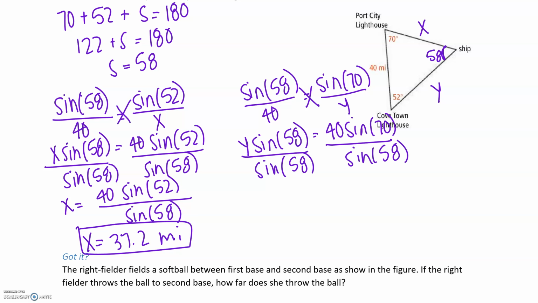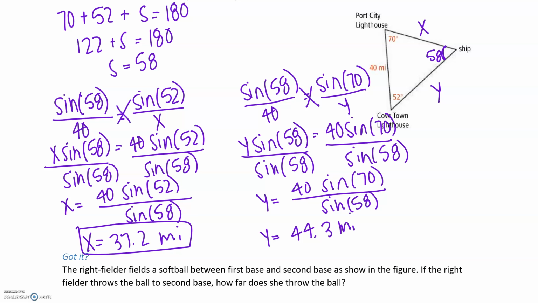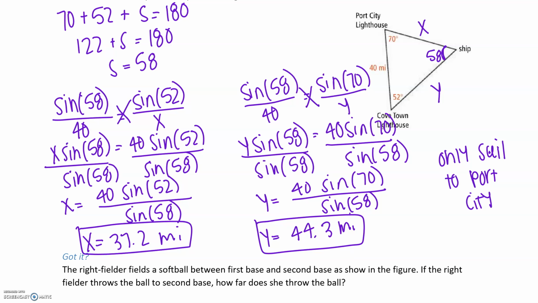Okay, and that leaves us with y equals 40 sine of 70 over the sine of 58, which means that our y is going to equal, when we put it into our calculator, about 44.3 miles. So that means that our ship, since it only has 42 miles worth of fuel left, can only make it to this x, which means our ship can only sail to that Port City lighthouse.